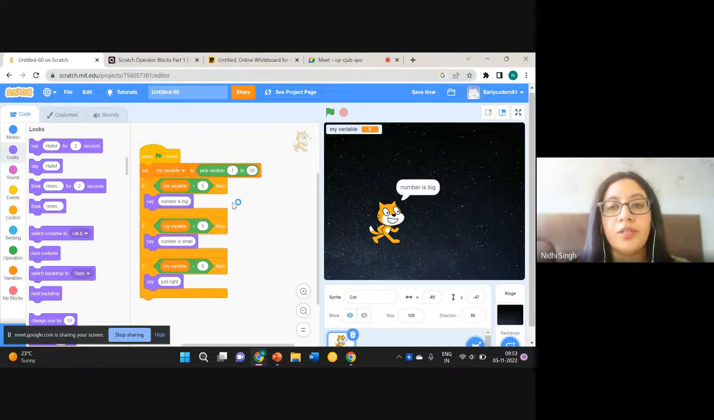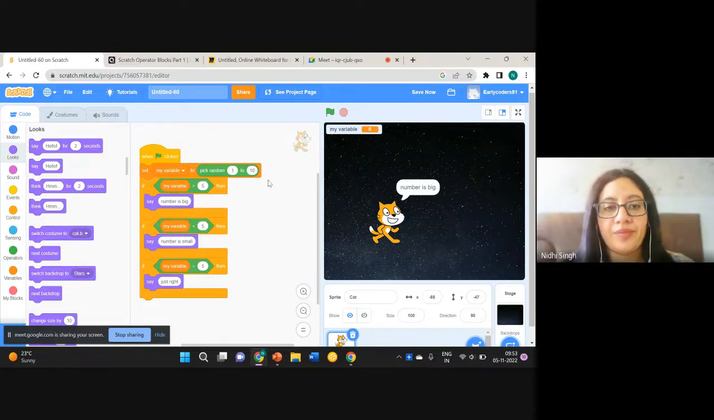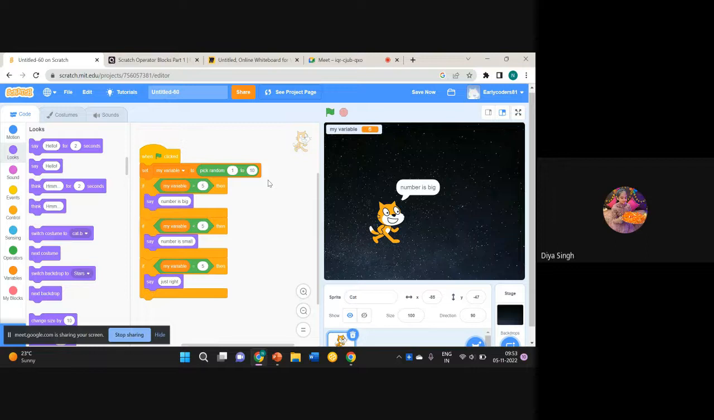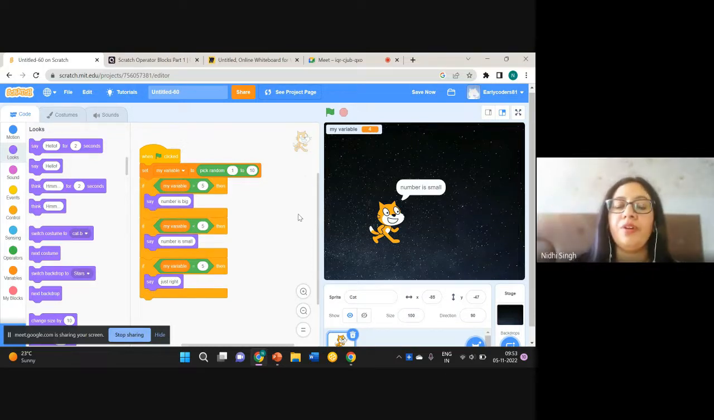First, second or third? Ma'am, for 6, my variable is greater than 5. So it will execute this say block, the first one, and it will give you number is big. Now see that your value is 4. So which conditional block, Shaurya, which conditional will be executed? First, second or third? Which will give you a true value?